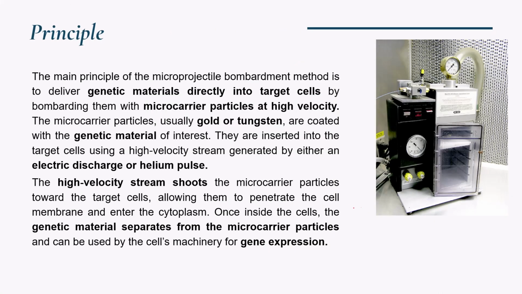So here, in principle, the genetic material is delivered directly, like a gun. We are shooting the genetic material into the target cell with microcarrier particles. The microcarrier acts as the bullet: microcarrier plus the genetic material is the bullet. The microcarrier is usually gold or tungsten, coated with the genetic material. They are inserted into the target cell using a high velocity stream generated by either electric discharge or helium pulse.